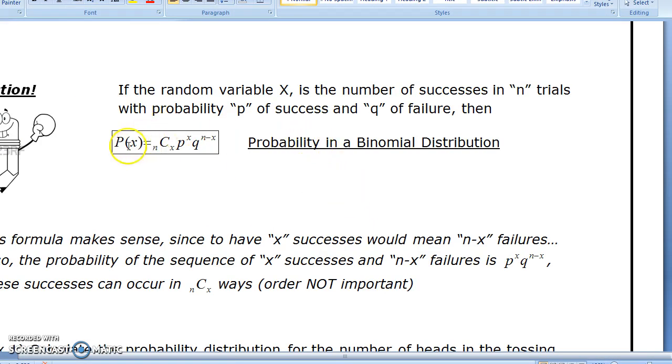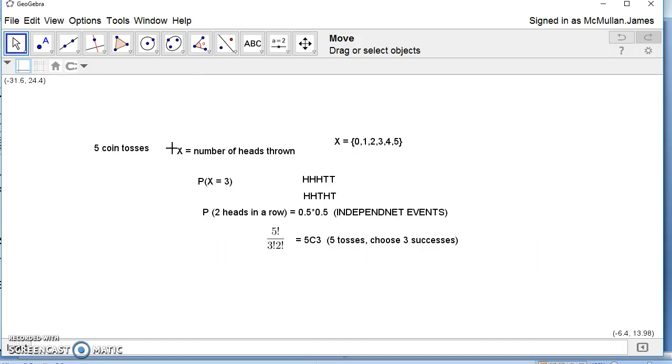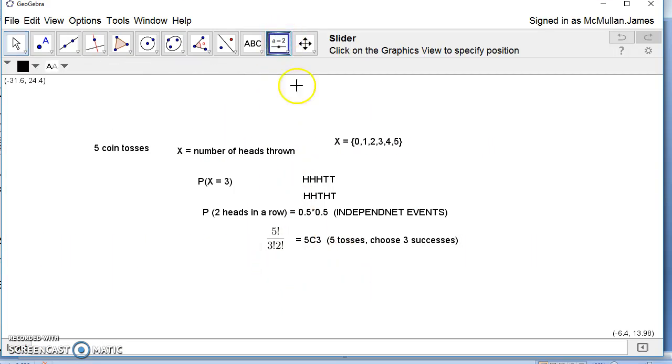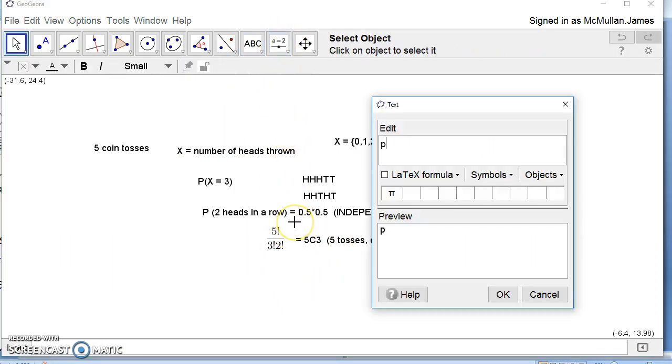So 3 successes there represents the first part of the formula, right? The n choose x. N is how many times you're performing the experiment. X is how many successes you have. Now, the next part of the formula says p to the x, q to the n minus x. So the probability of a head is 0.5, and we're going to call this p. Probability of a tail is also 0.5, and we're going to call this q.